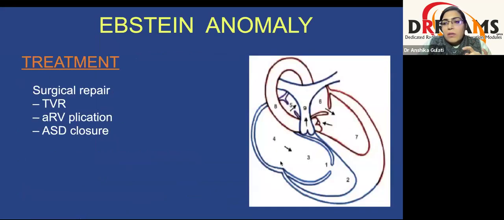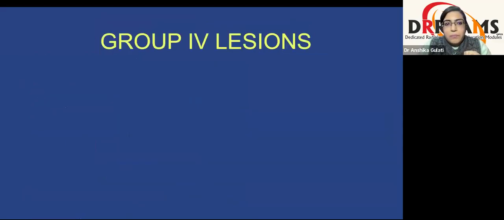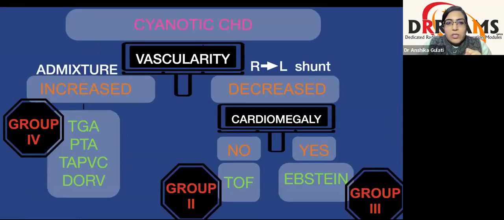Treatment. They will first have to replace this tricuspid valve, which is redundant and incompetent. Then they will have to plicate this atrialized part of the right ventricle, and they will have to close this ASD. So, a 3-part surgery. Coming to group 4 lesions.